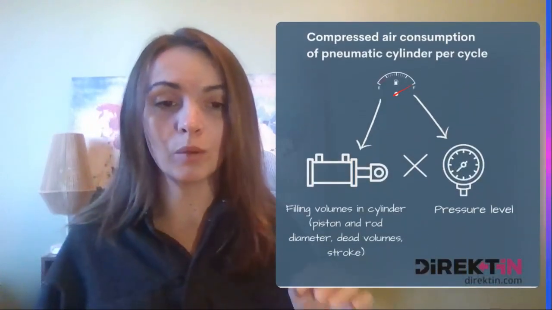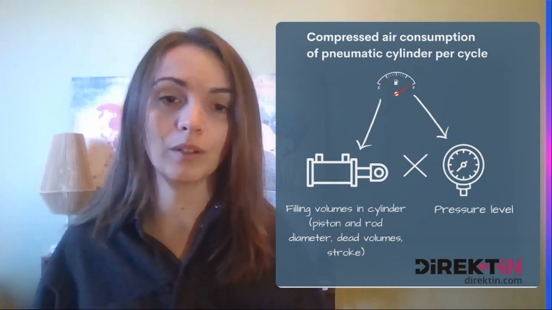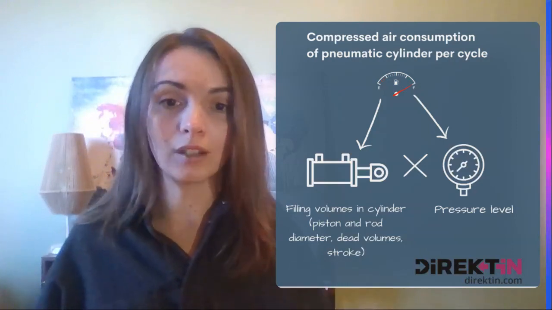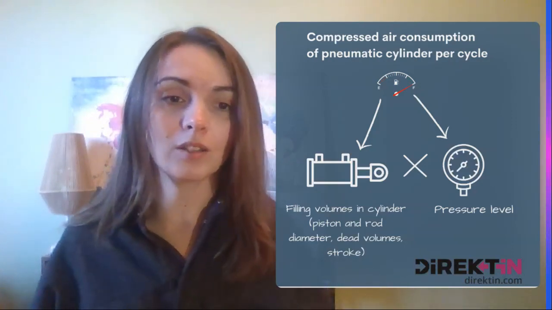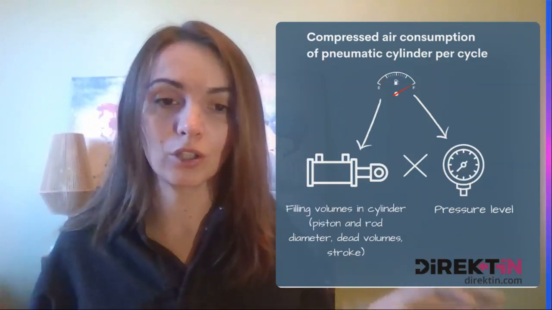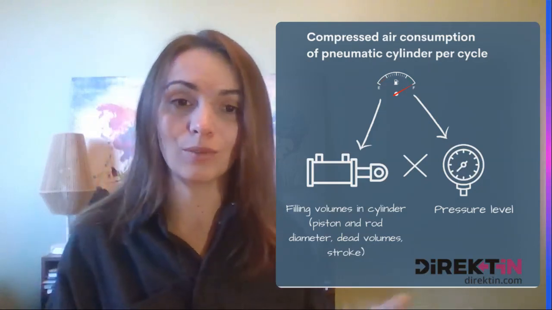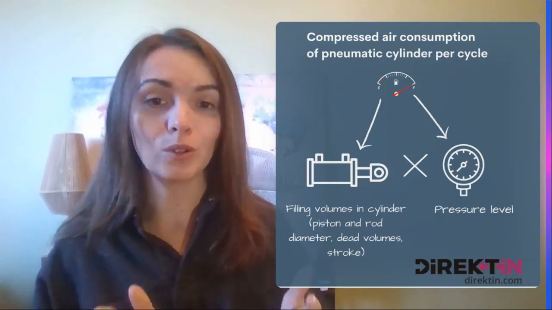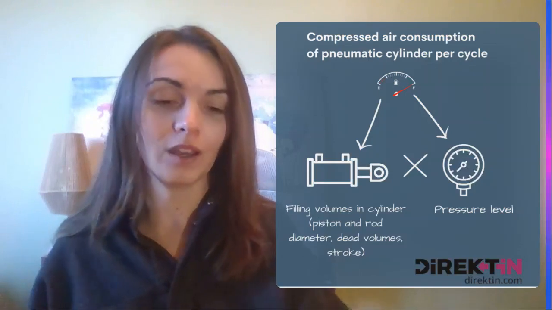And the moment we choose this actuator, we also need to remember that the consumption of the air depends on the pressure level and on the filling volumes of this cylinder. So we usually have a fixed pressure level on the regulator of the machine, and then we have a fixed cylinder that we cannot change in case we need it for different applications. So it will always have exactly the same consumption.